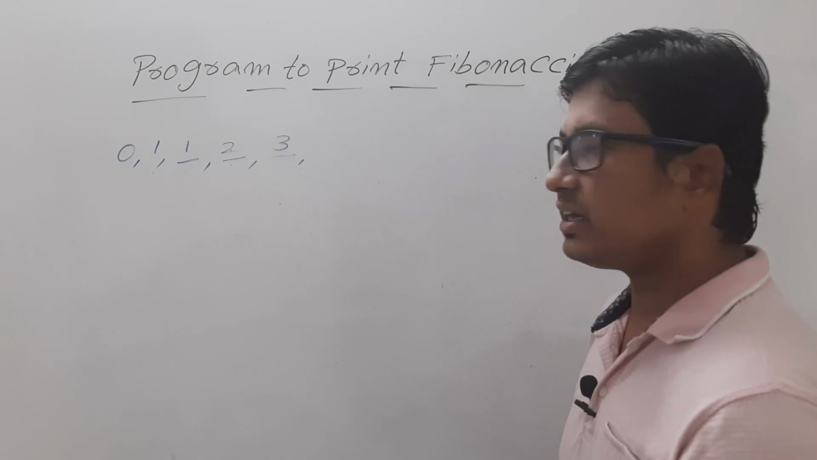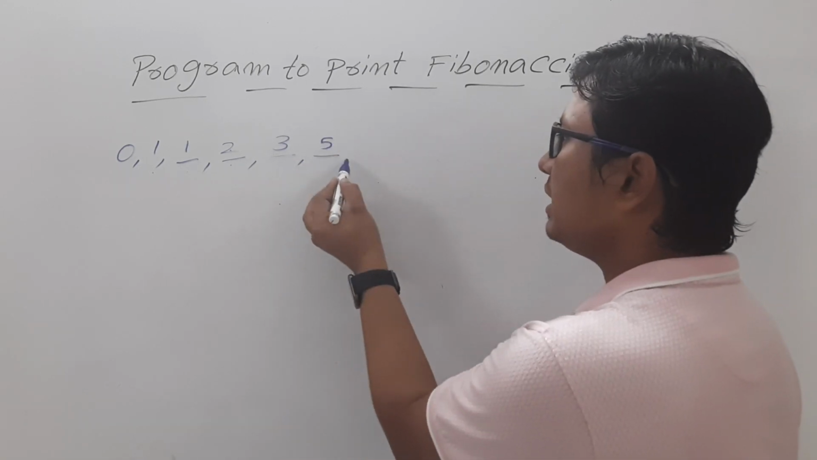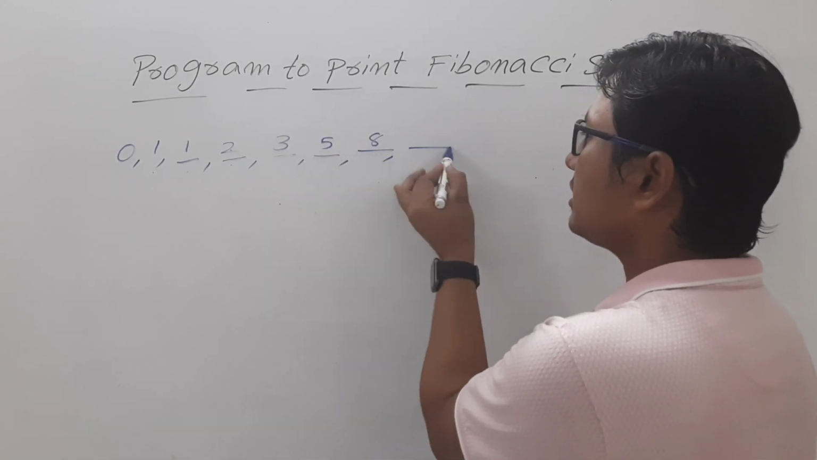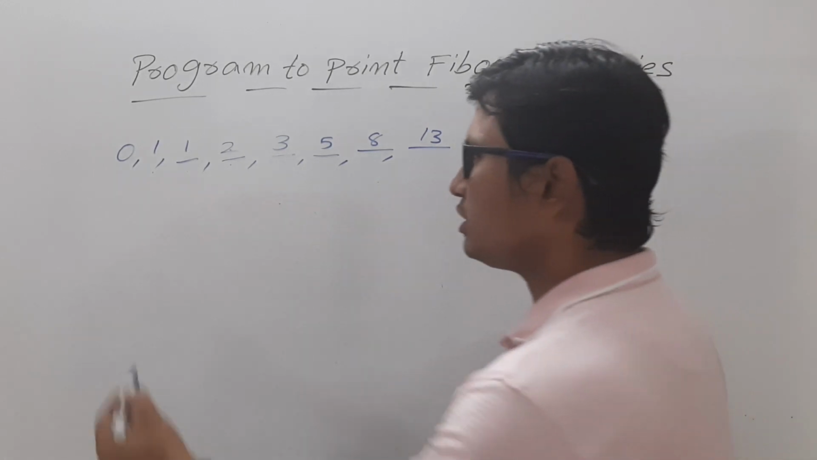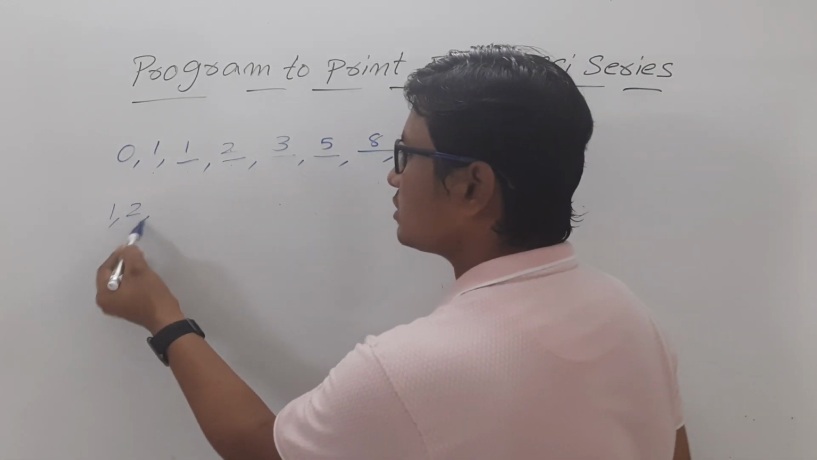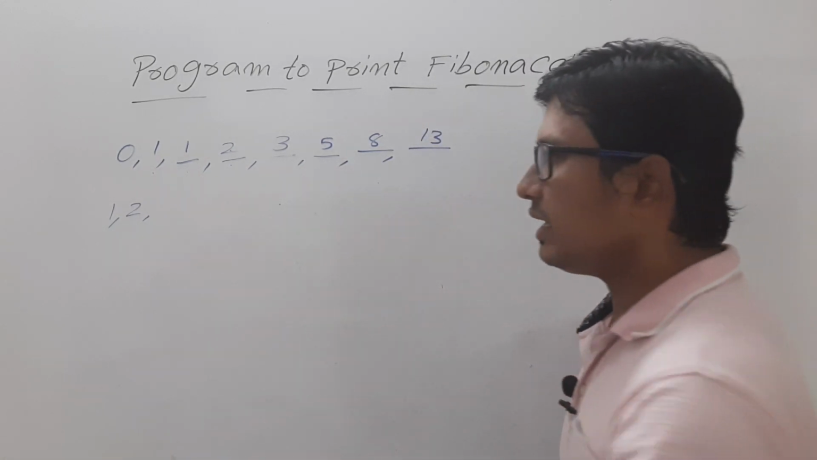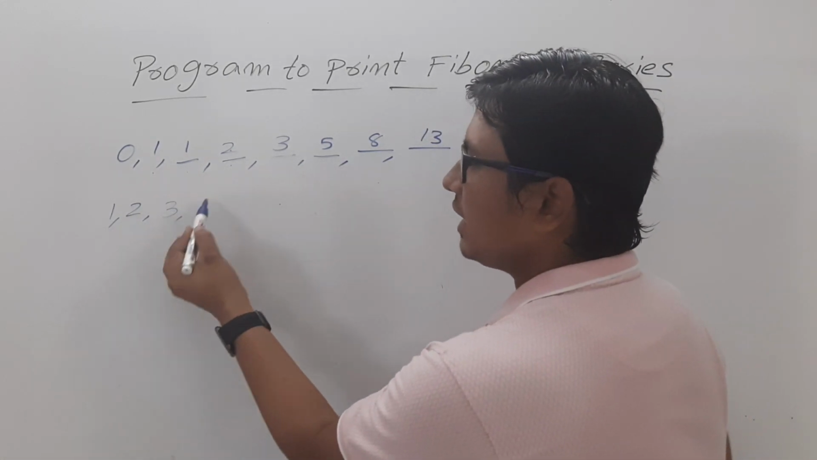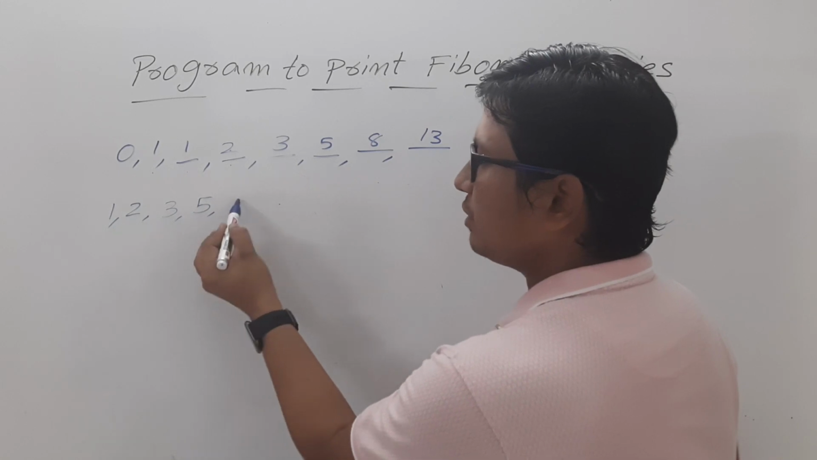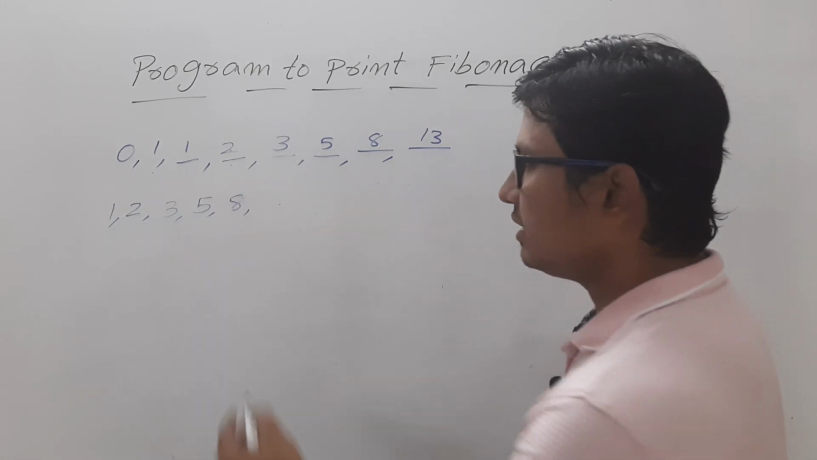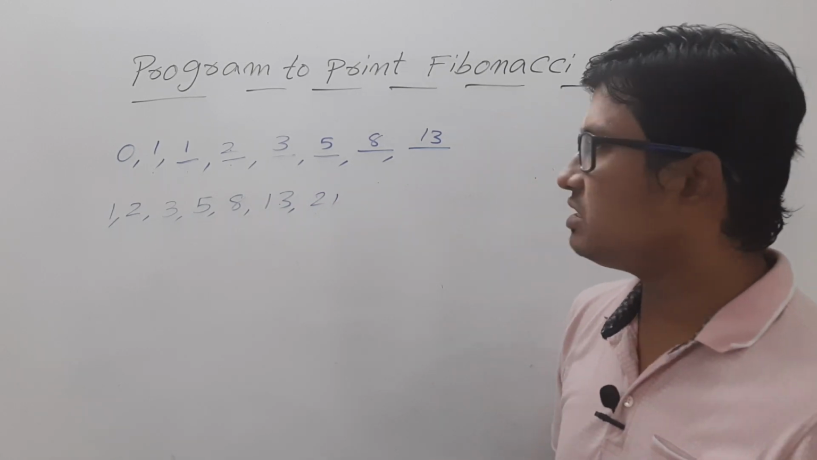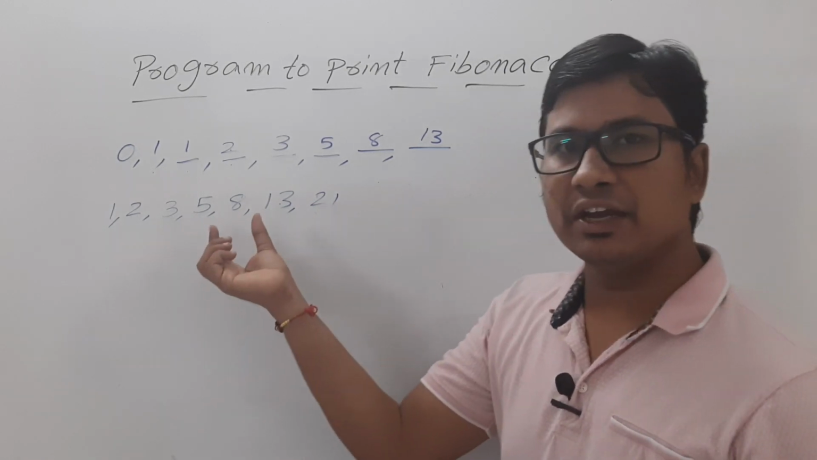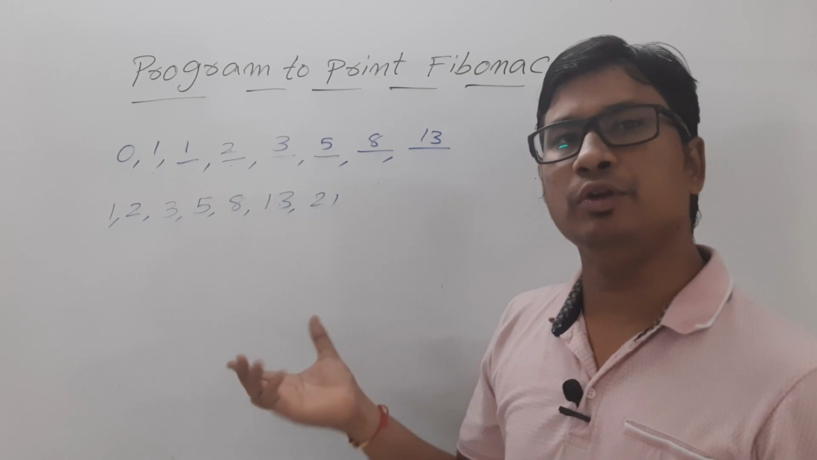Suppose if you want to find the next element, it will be 5, the next element will be 8, the next element will be 13, and so on. Suppose let's take that the first two elements you have provided as 1, 2. Then the next element will be 3, then 5, then 8, then 13, 21, and so on. So this is the way you can find the elements in the Fibonacci series.